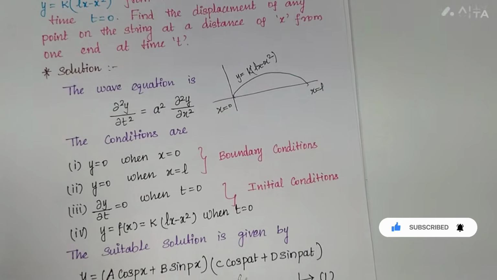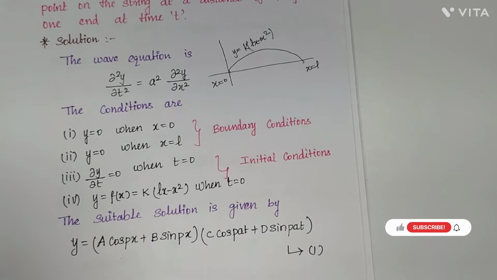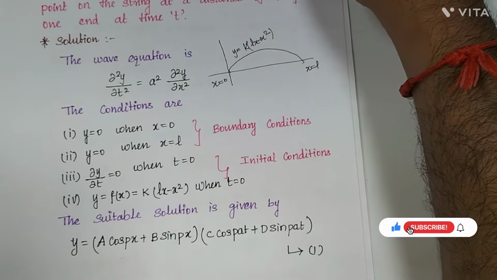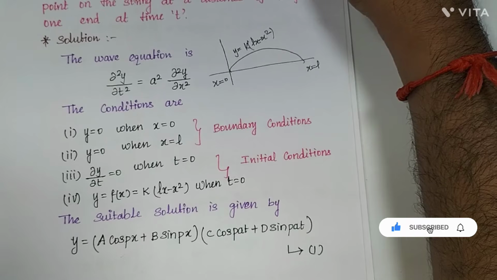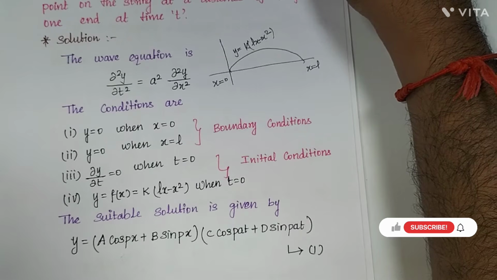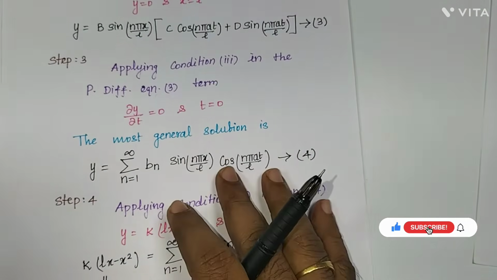The suitable solution, already you know that, is y equal to (a cos px plus b sin px) into (c cos pat plus d sin pat). Is this our equation 1? Already you know that in this equation 1 we have to substitute our conditions one by one. When substituting the conditions one by one, you will get the answer. Applying the 4 conditions is common to every problem, as I already told. So in this sum I'm not going to apply all those things. I'll start straight away with solving for Bn.